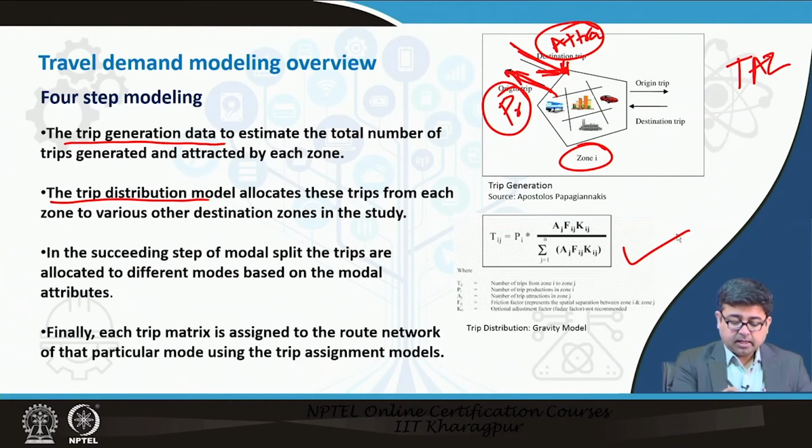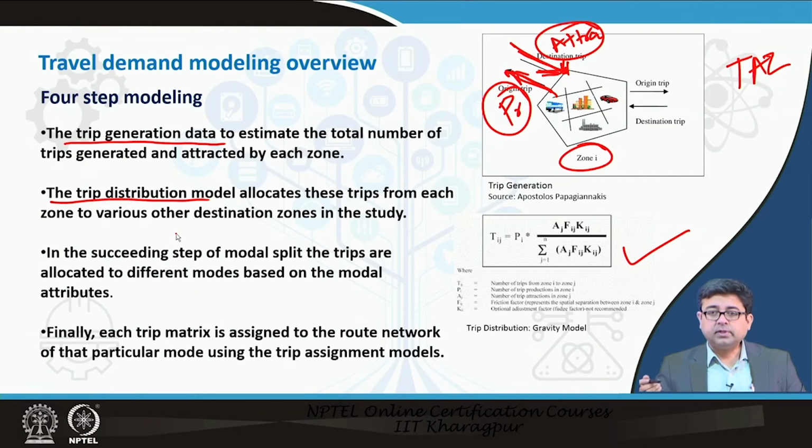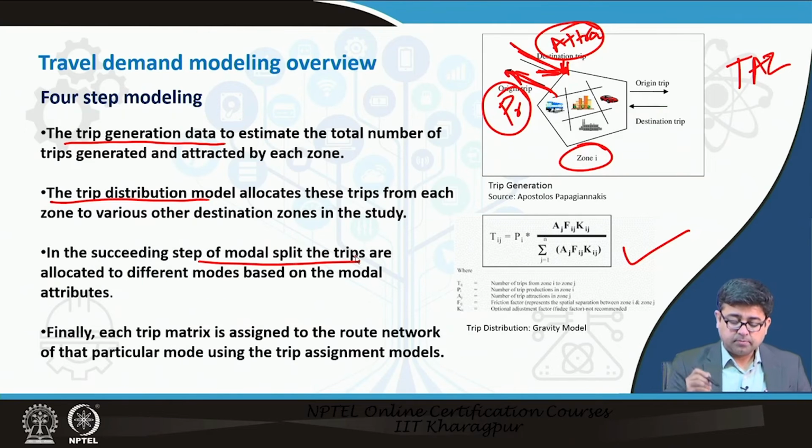In the next step, once you know where these trips are going to, between which zones the majority of the trips are going, it is essential to understand how they are going there. So, are they going using two-wheelers, using four-wheelers, using metro rail, are they walking to these zones, are they using their bicycles? What is the choice of mode that they are taking in order to travel from this zone to that zone? That is a step called modal split.